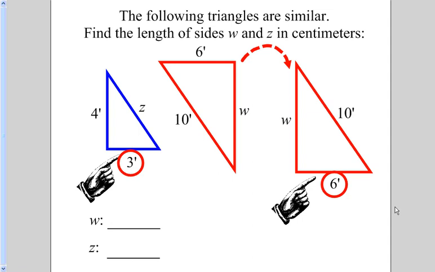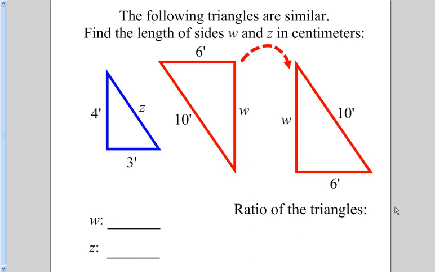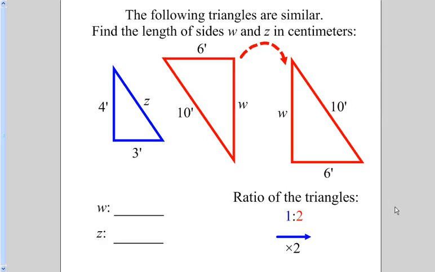So now we have the information that we need to solve this problem and to find out what the ratio is. We can see that the ratio of the two triangles is 3 to 6. Or if we simplify that, it's 1 to 2. That means that if we're looking at the smaller triangle, we can multiply any side in the smaller triangle by 2, and we will have the length of the side on the larger triangle.